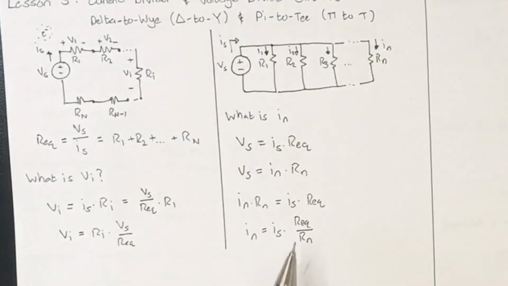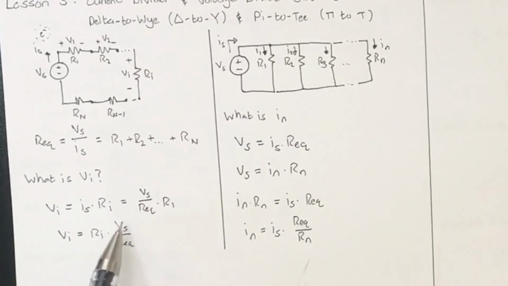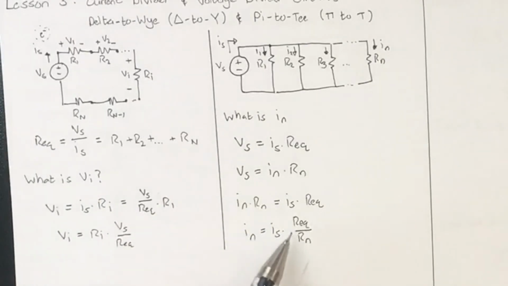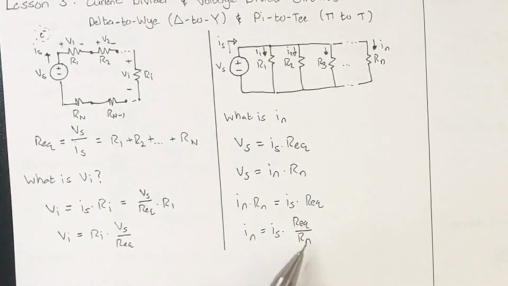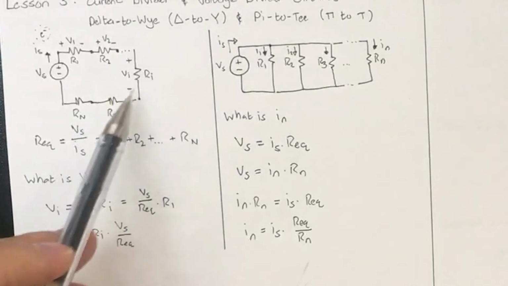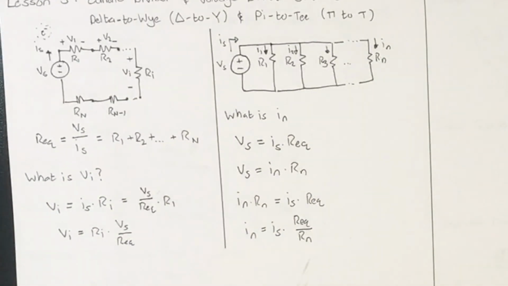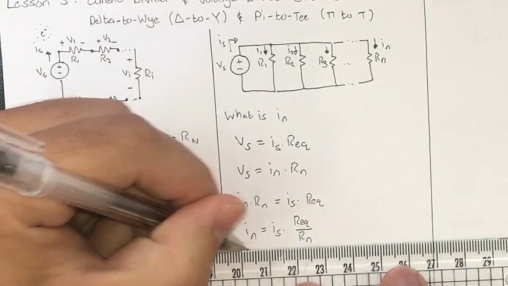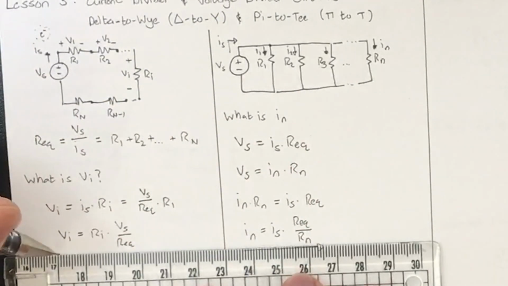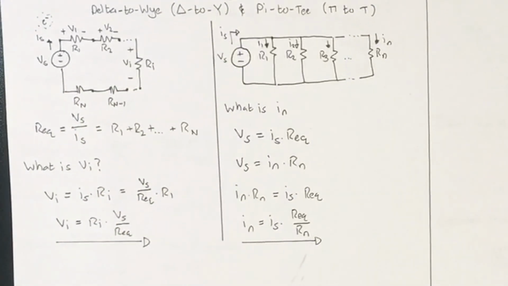Perfect. So here you can see that these two equations are quite analogous to one another. You have a source current or a source voltage, and then you have a fraction of the R equivalent and the resistor that we would like to find, either the voltage over or the current through. So this is current divider and voltage divider circuits.